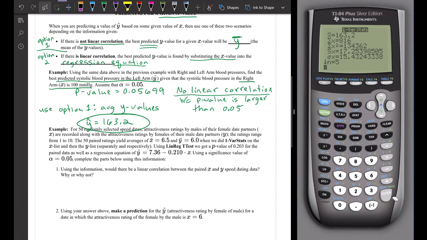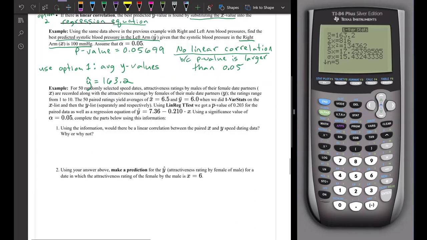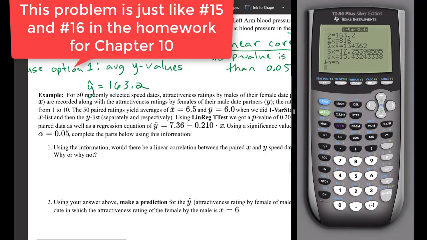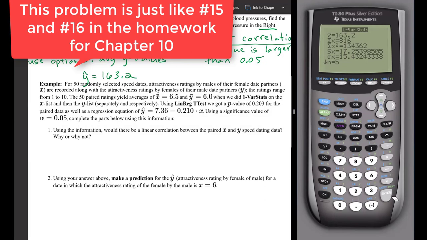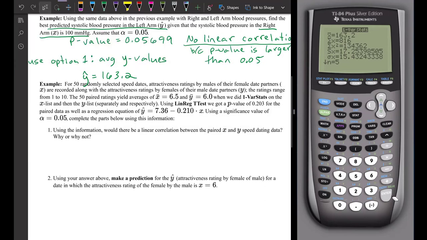Okay, look at this next example and I'll show you what I mean by this a little bit more. This is a problem very similar to a homework problem, and the only reason I put it in the notes is because it often confuses students. But this one says 50 randomly selected speed dates. They have attractiveness by males of their female partners, X. So basically, the men rated the women like 1 out of 10 is basically what happened here.